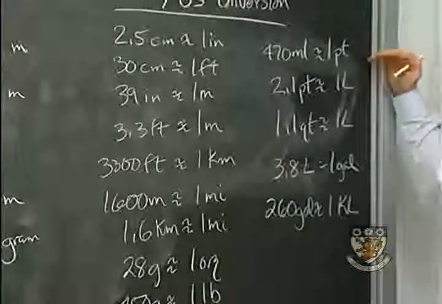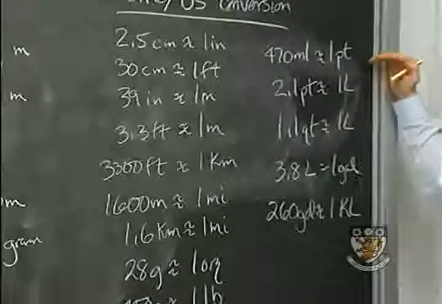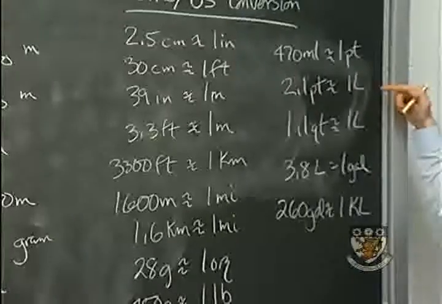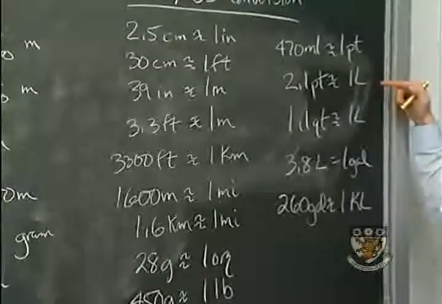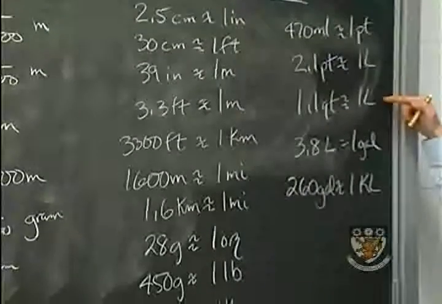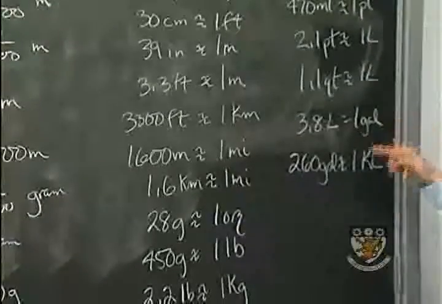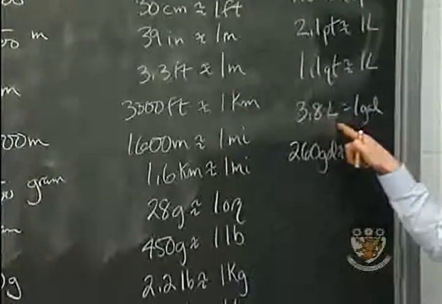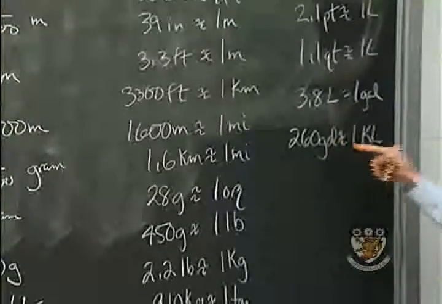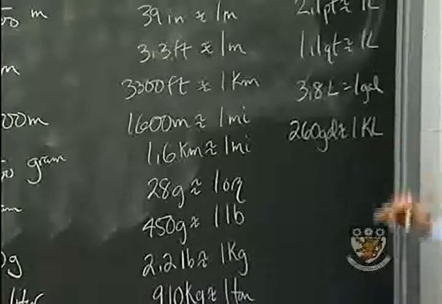Next we have in liquid measure, we have 470 milliliters is the equivalent of 1 pint. 2.2 pints is the equivalent of 1 liter. 1.1 quarts is the equivalent of 1 liter. 3.8 liters is the equivalent of 1 gallon, which we will use in a few minutes in showing you a cost of gasoline. And 260 gallons is the equivalent of 1 kiloliter.